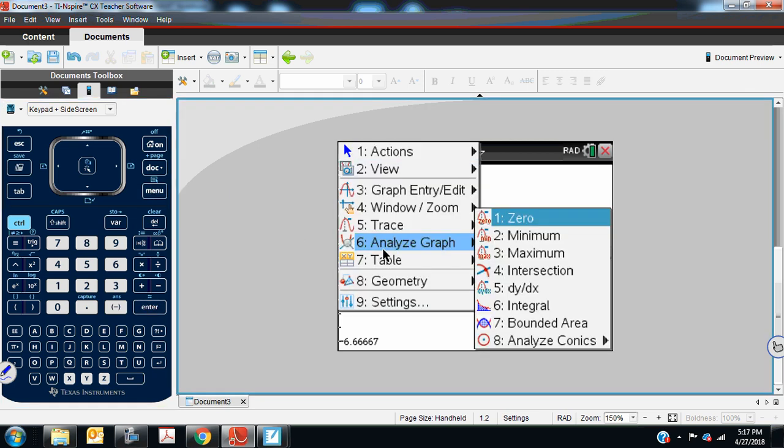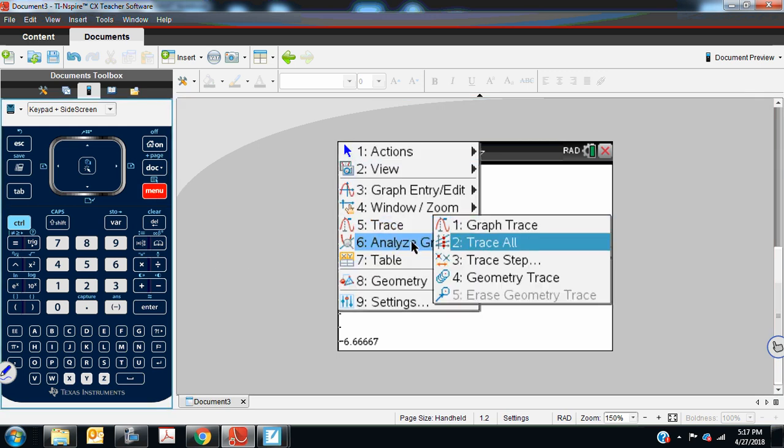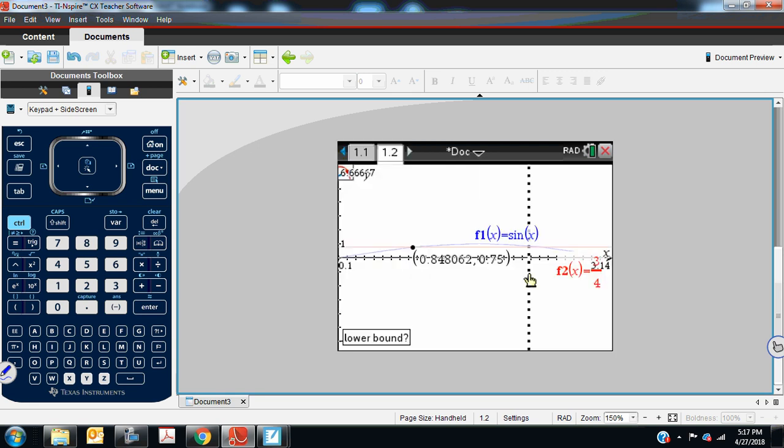So when I go to menu, analyze graph, intersection, there's the 0.848, not 0.828, in radians. So that's the radian angle that has a sine of 3/4. And then I can find the other solution by going to menu, analyze graph, intersection, and looking for the second intersection point. So 2.29. So 0.848.